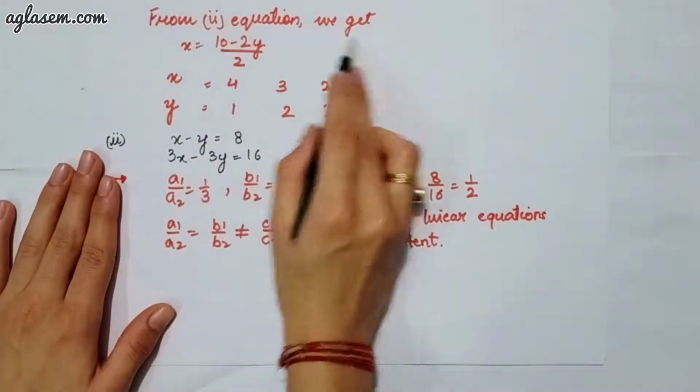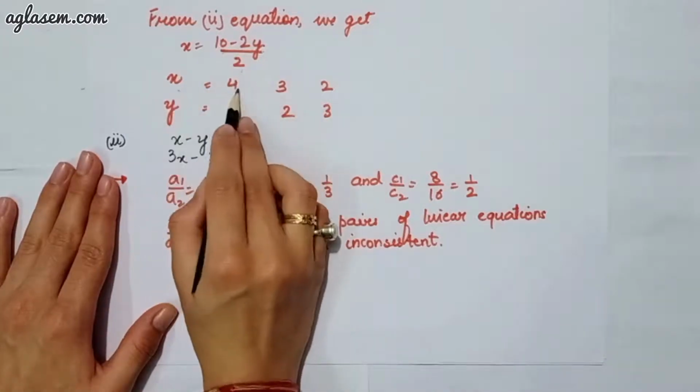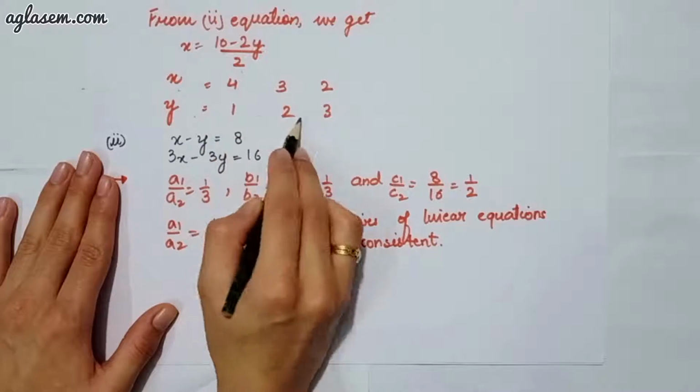From the second equation we get x is equal to 10 minus 2y divided by 2, which will give you x as 4, 3, 2 and y as 1, 2, 3.